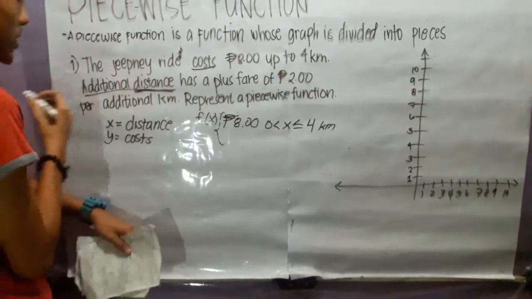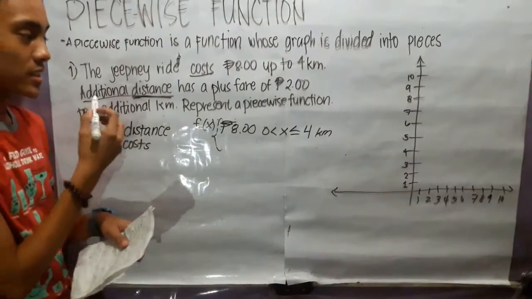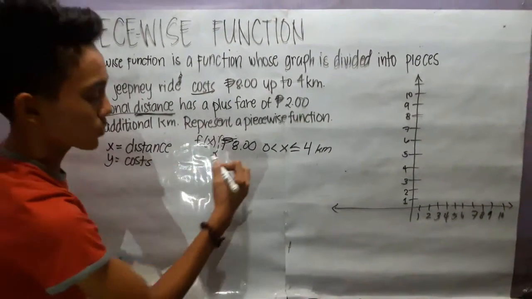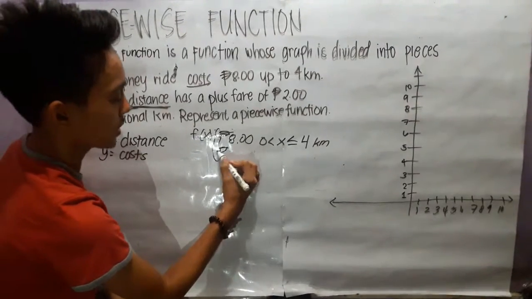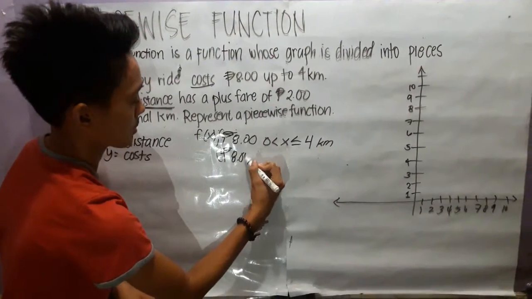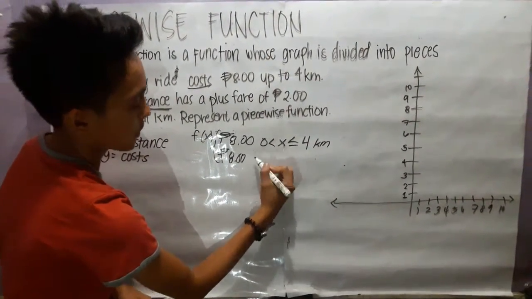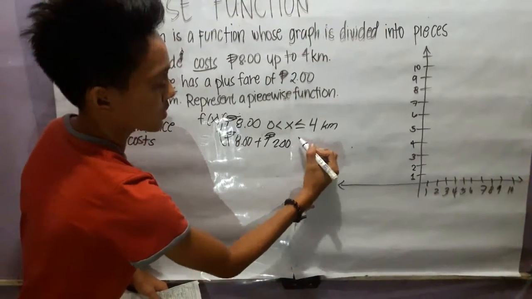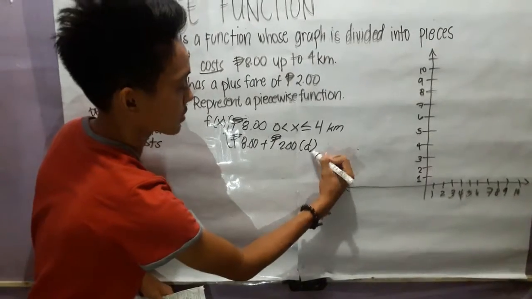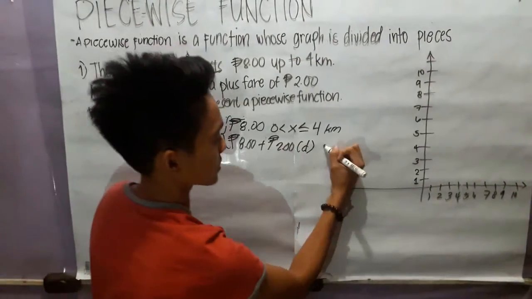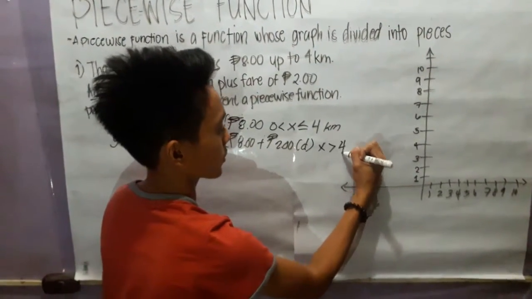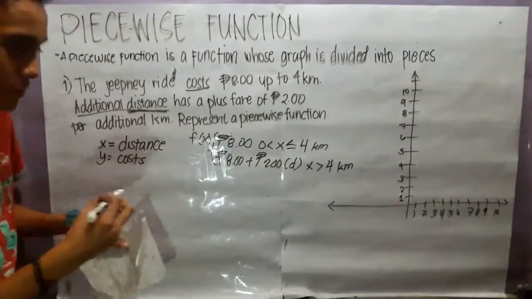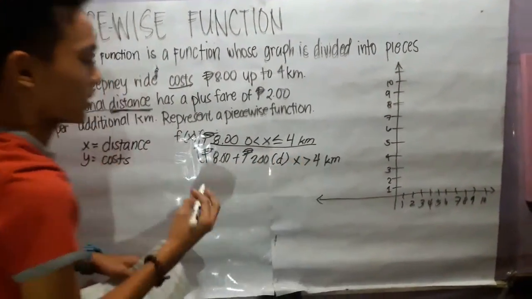And the second condition is additional distance is a plus fare of 2 pesos per additional kilometers. So, f of x is 8 pesos plus 2 pesos times the distance if x is greater than 4. Now, we're gonna solve the first part here.